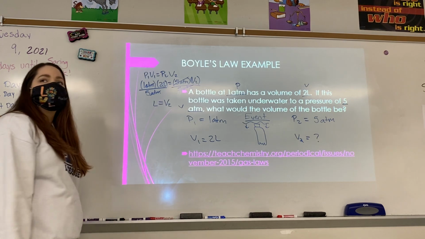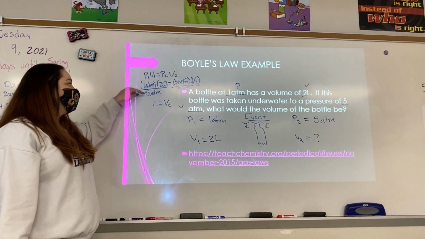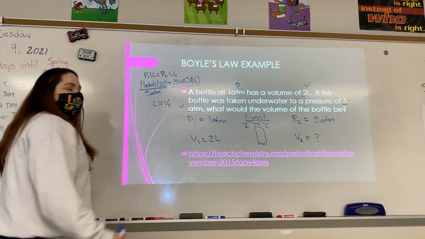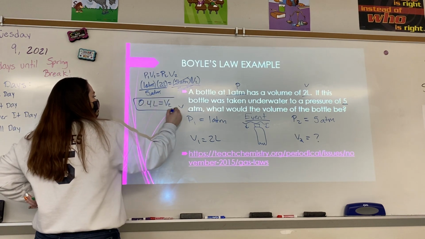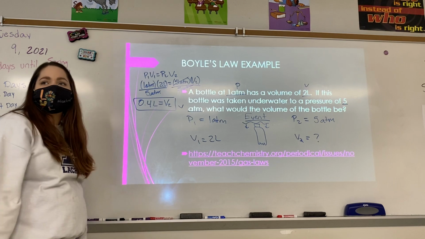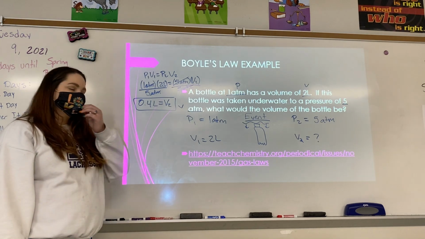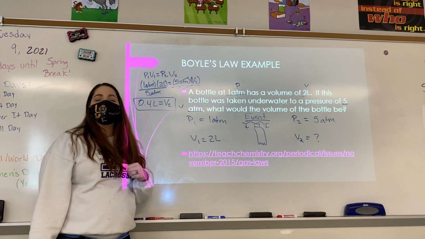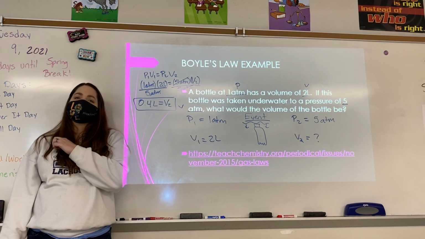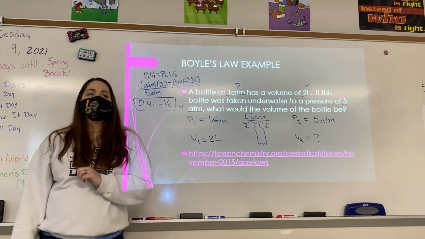And then I just do the math. So 1 times 2 divided by 5, which is 0.4. So my answer would be 0.4 liters. You got it wrong. You said it was 0.75. Yeah. All right. So there are ways, guys, that you can check your answer.